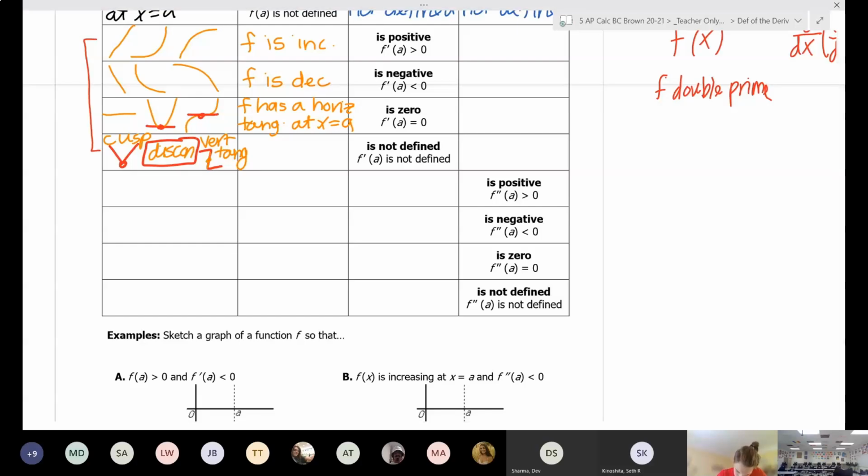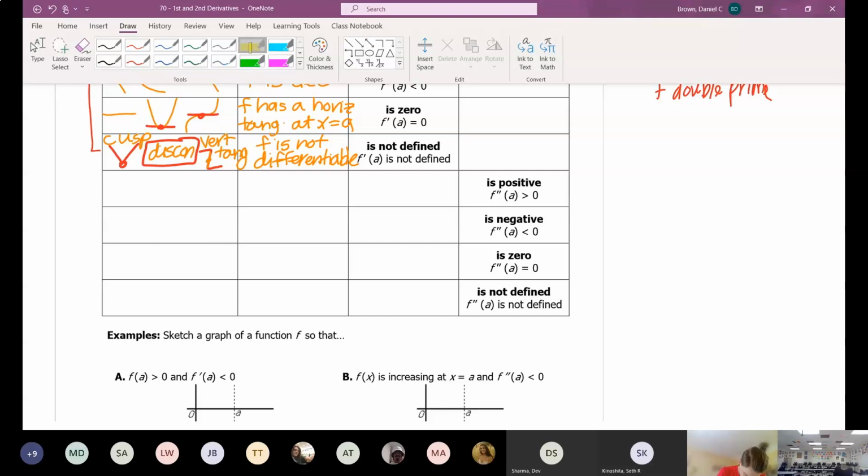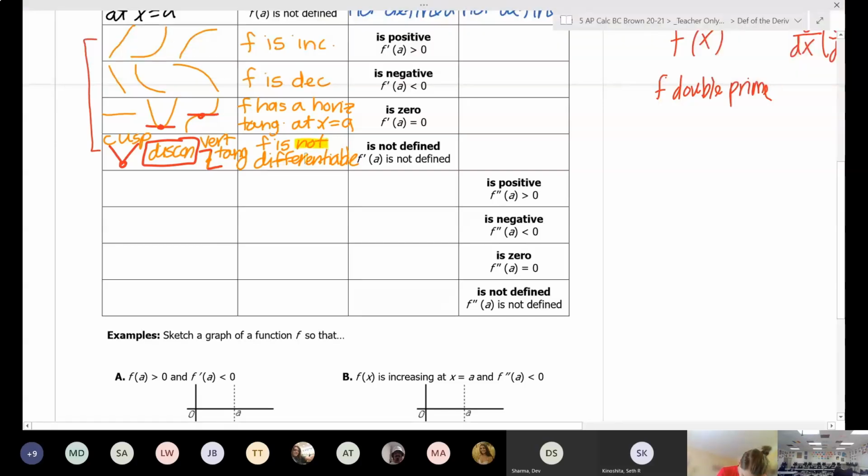How we're going to describe what it means, if I say f prime is not defined, that means f does not have a derivative. The way in calculus we're going to say that f does not have a derivative is we're going to say that f is not, and we're going to use a new word, differentiable. So when I say not differentiable, that means that it does not have a derivative at that particular point.